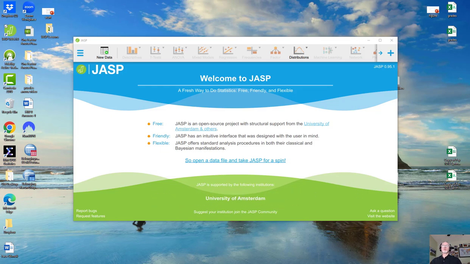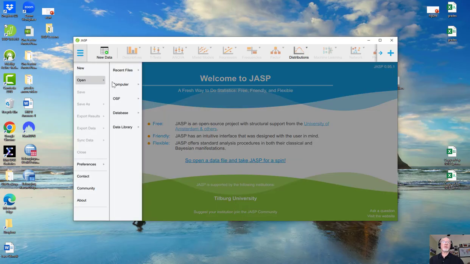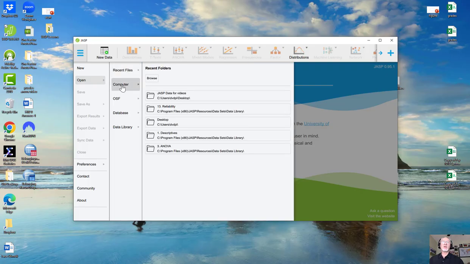Hi, this is lesson 14 in the use of JASP and understanding statistics. And today we're going to do a recap on the simple independent groups t-test, one of the most fundamental tests in statistics.